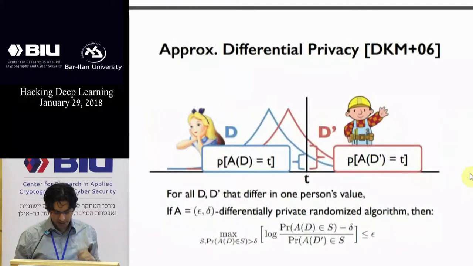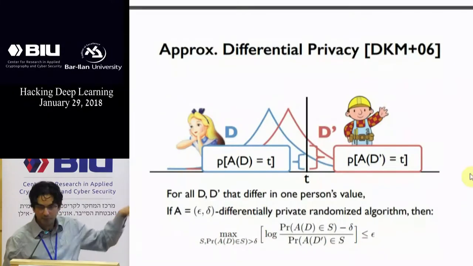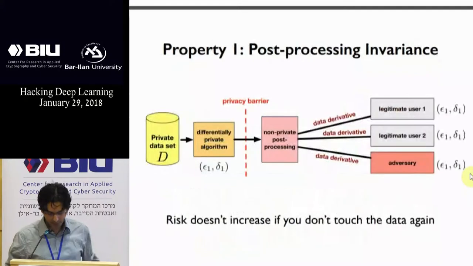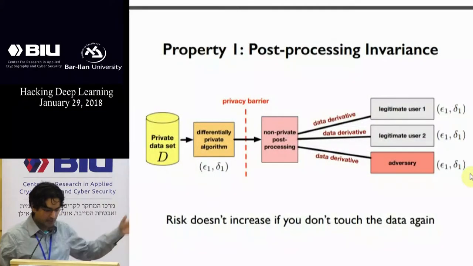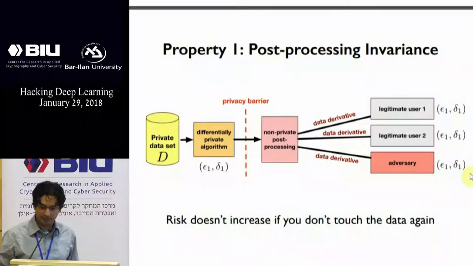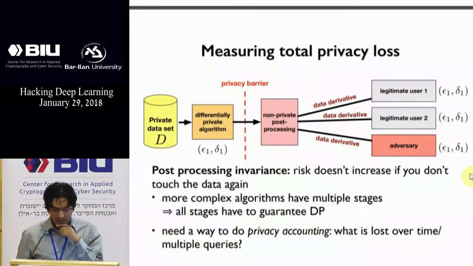So going back here, we want epsilon and delta to be small because the smaller they are, the closer these two probabilities are to each other. You can think of epsilon as privacy risk. So the risk, epsilon, and delta, this failure probability, don't increase as long as you don't go back to the private data.